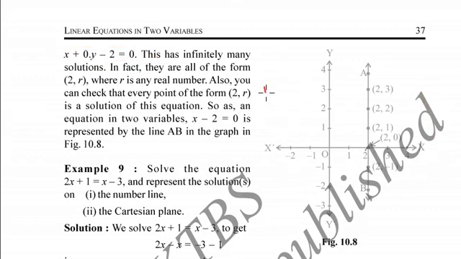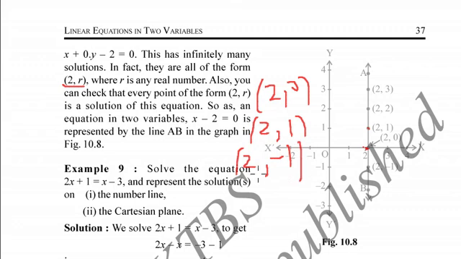Say for instance, we will take 0, 0. We will take 2, 0. x is equal to 2, y is equal to 0. This is one point. Now let us take 2, 1. Notice 2 is constant. The value of x is 2 and the value of y is 1. Now let us take 2, minus 1. 2 is constant and the value of y is minus 1. This is the solution for the given equation in two variables.